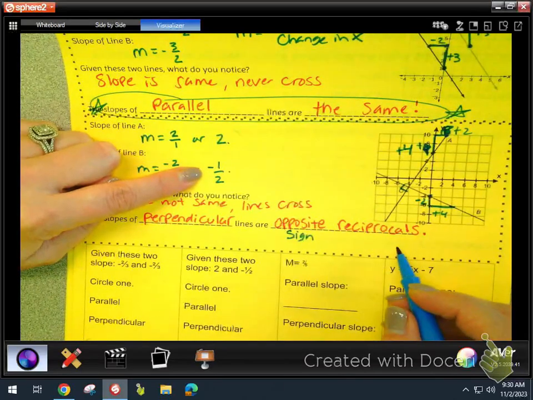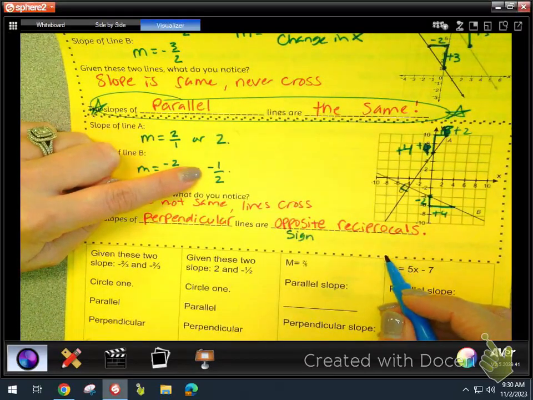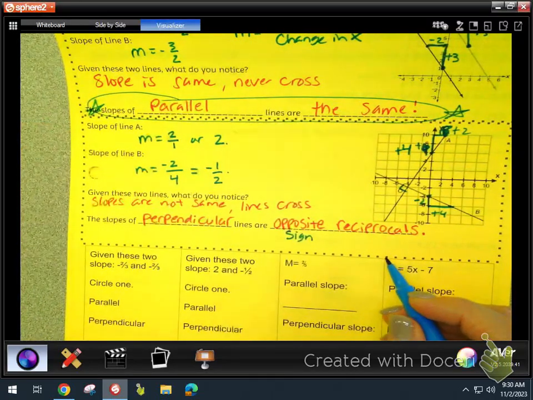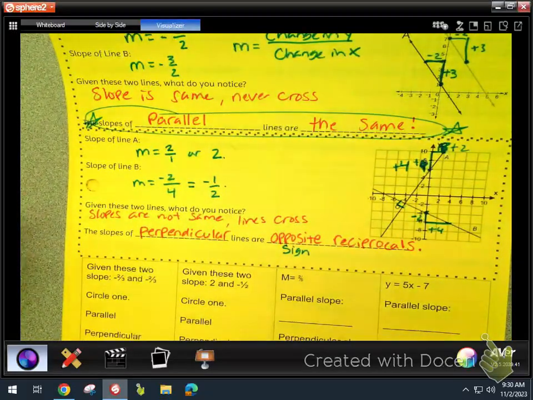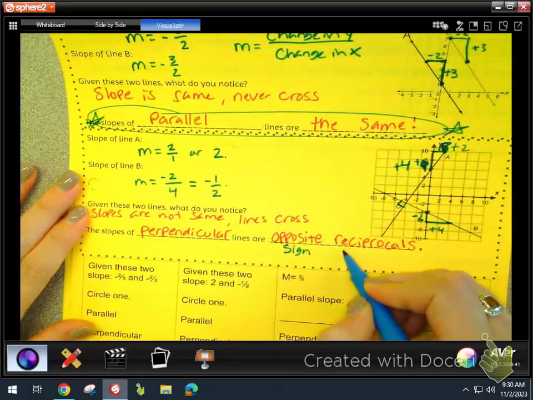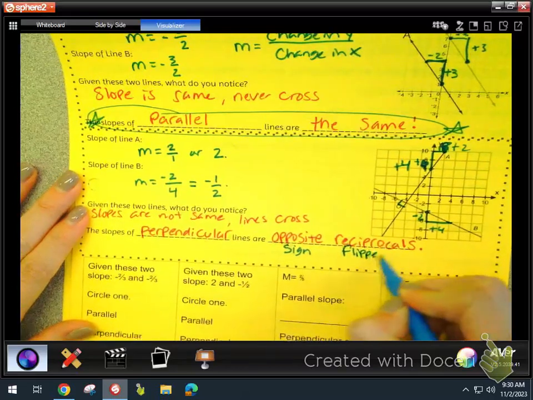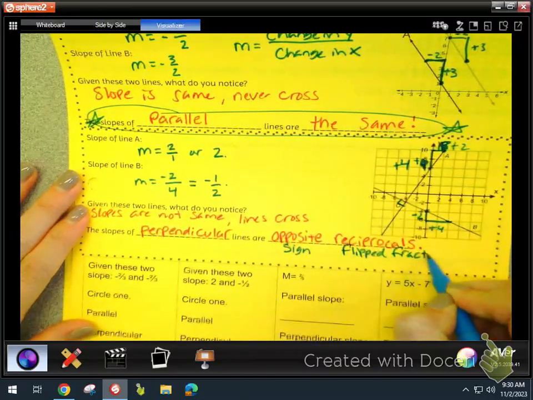Anybody know what that means? It has to do with the numbers. When the numbers in the fraction they switch it. Exactly. That's exactly what it is. Reciprocals are flip it, a flipped fraction. So reciprocals are flipped fractions. Well, we write that down.